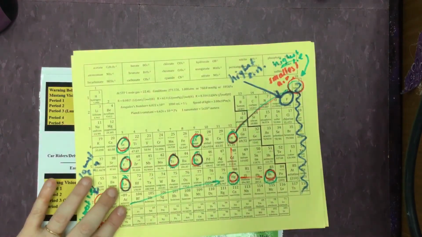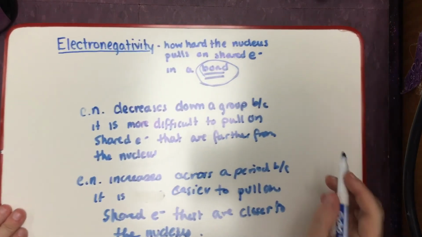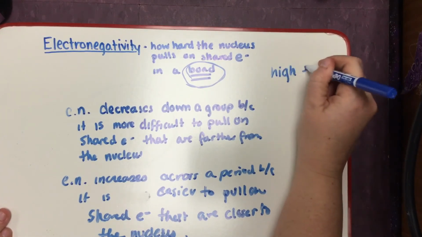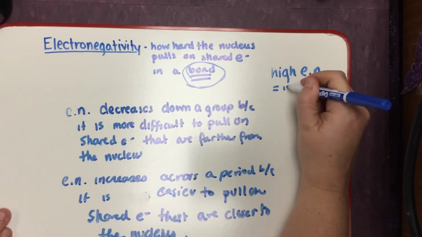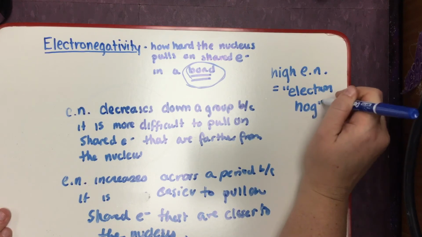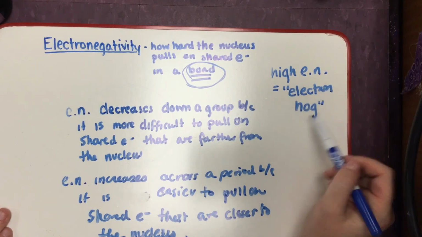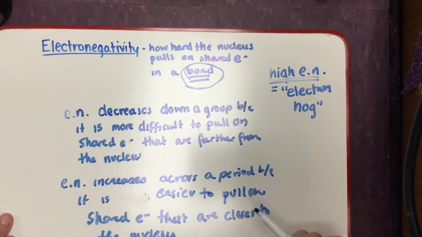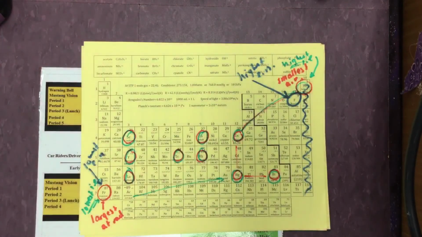One more thing about electronegativity is that sometimes you're going to see atoms that are considered high electronegativity referred to as an electron hog. So when you see that, I don't want it to throw you off. Electron hog just means that they're hogging all the electrons to themselves. That's a high electronegativity.